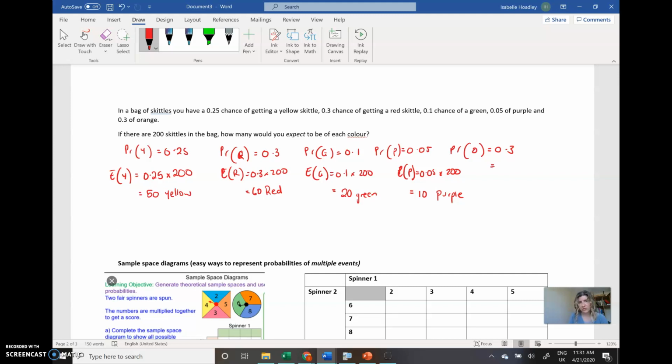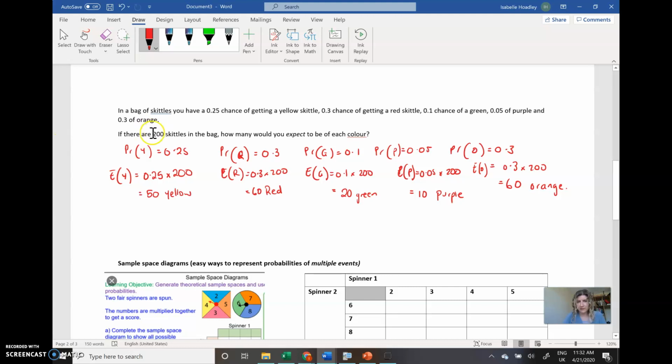And then orange, we've got 0.3 again, so that's going to be the same as red. So our expected number of orange is 0.3 times 200, which is going to be 60 orange. Now, the last thing we probably want to do is just add all these up just to check that there is 200. So I'm going to use my calculator. So I'm going to do 50 plus 60 plus 20 plus 10 plus 60, and hopefully you can see there. Okay, that's 200. There you go. So that's perfect. It's exactly what we want.